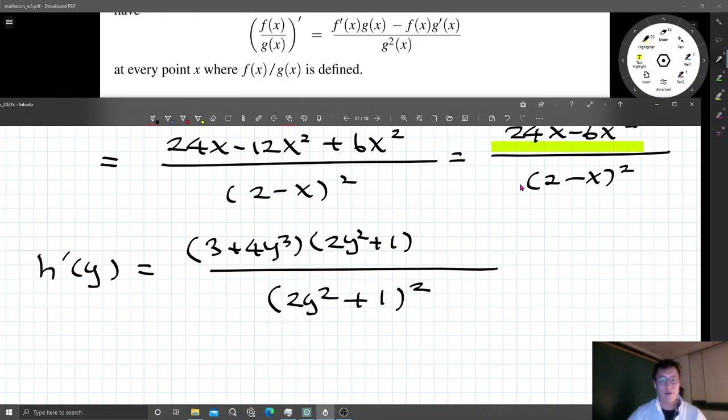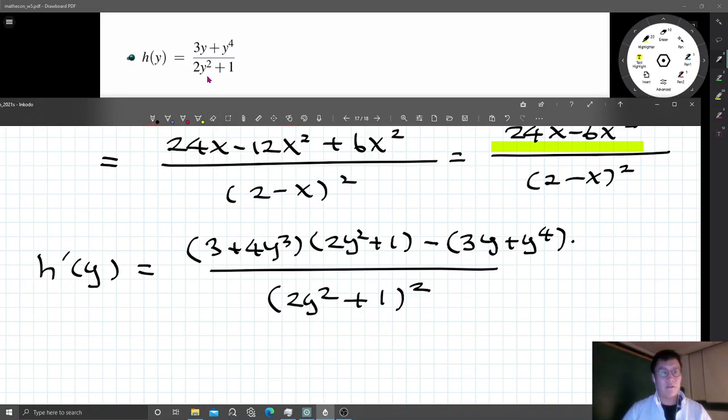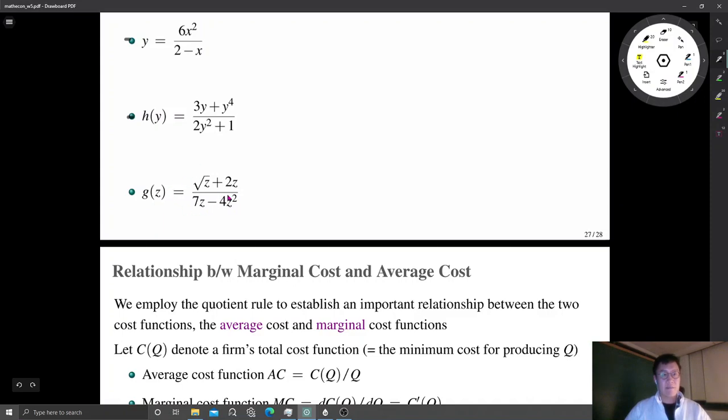That is the way to remember this one. So now we subtract away f of x, so 3y plus y to the power fourth, and multiply by the derivative of the bottom, that is 4 times y. Right? 2y squared becomes 4y, and the constant 1 that is added goes away. So I don't think we have to simplify this. Okay? So let me leave this alone. And so that is the derivative of function h. Right? Then I leave the last example for exercise.